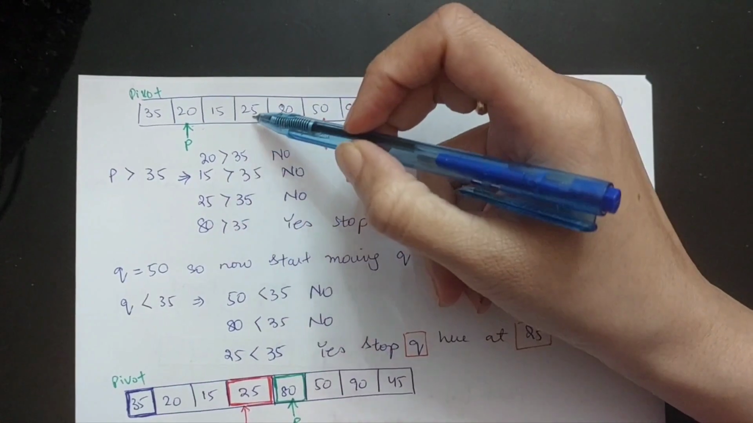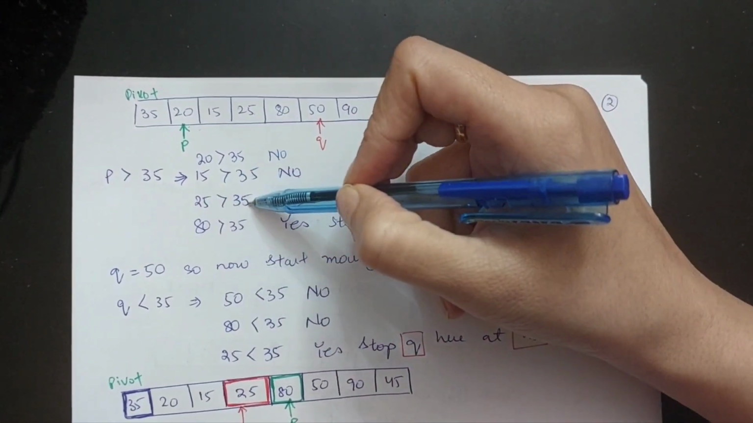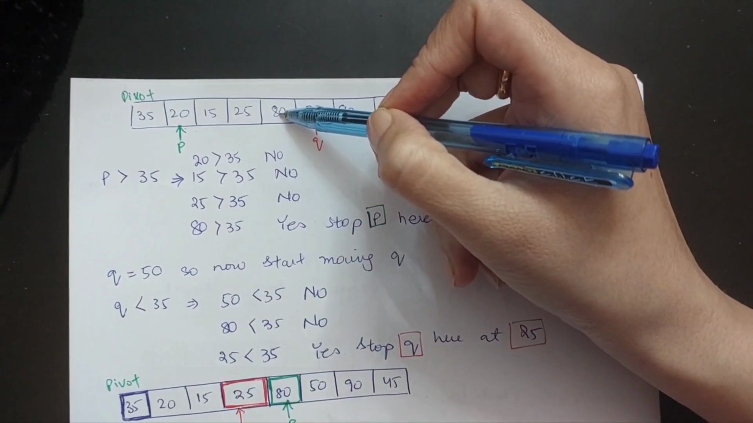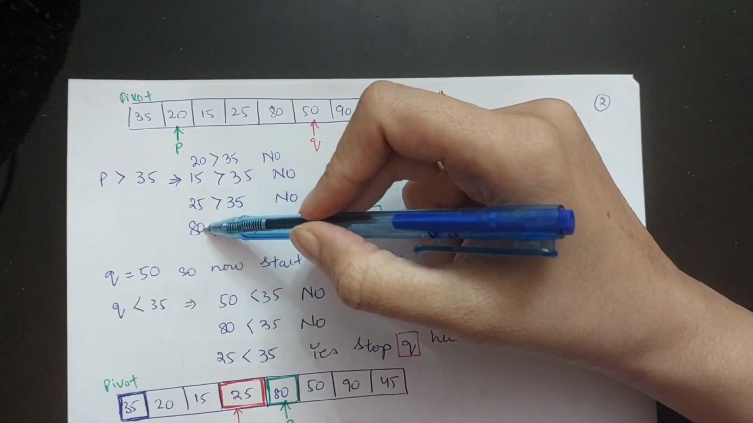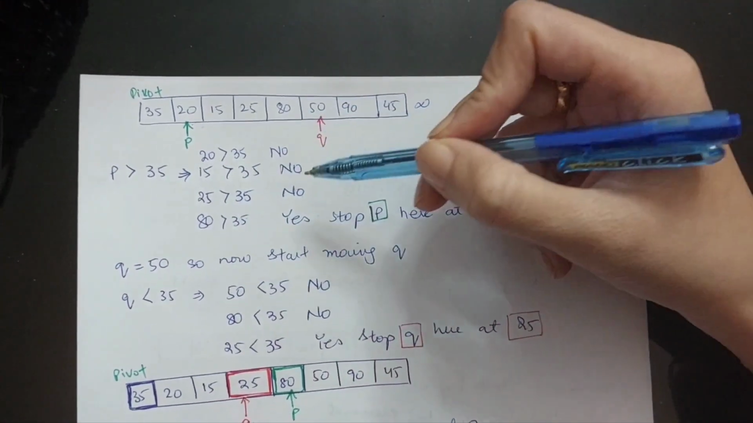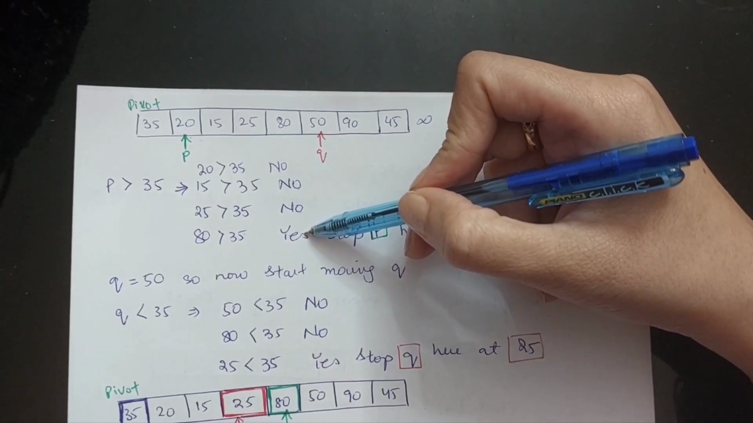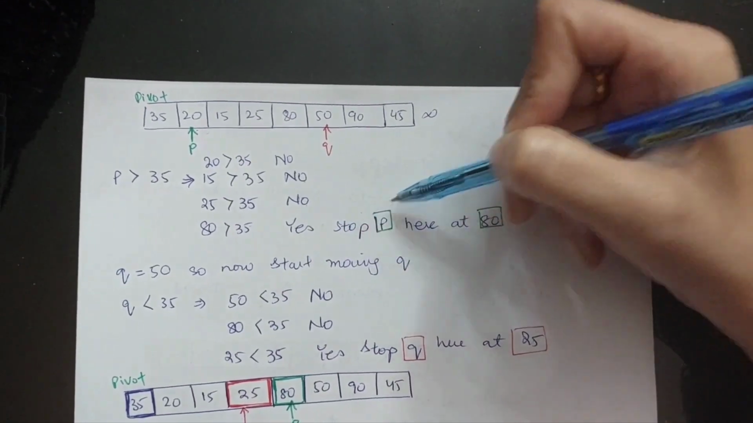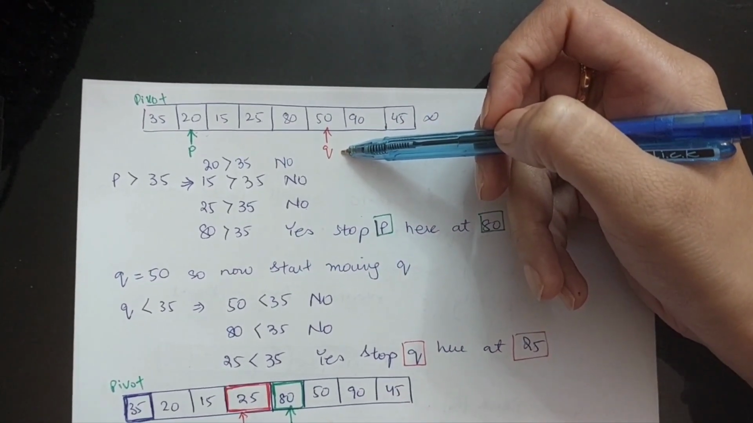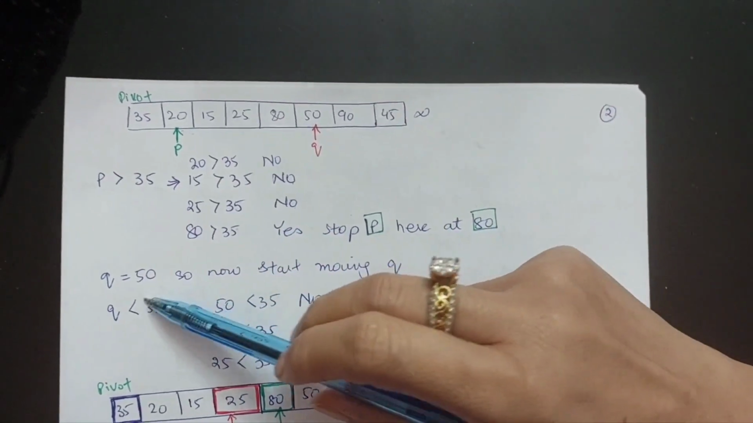Now p is over here. Is 25 larger than 35? No. Now the p pointer is moved to location 80. Is 80 larger than 35? Yes, of course 80 is larger than 35. It means that the stopping condition for pointer p is met, and we will stop p here at 80. Similar method will continue for q. Q is 50. Okay, so now start moving q.